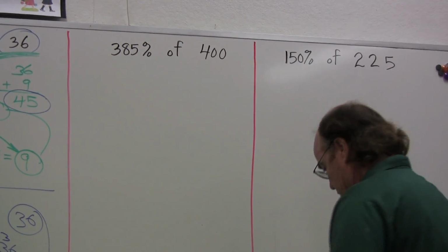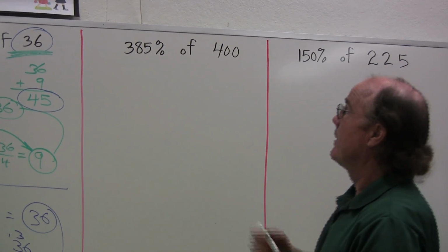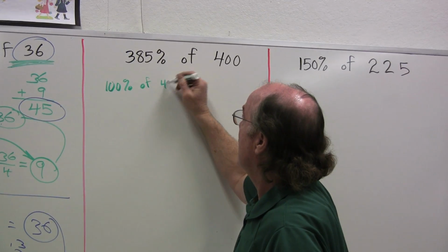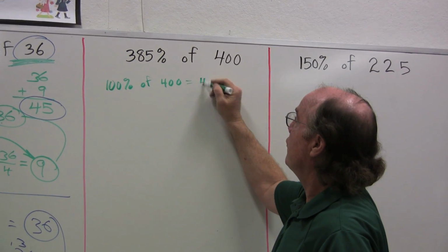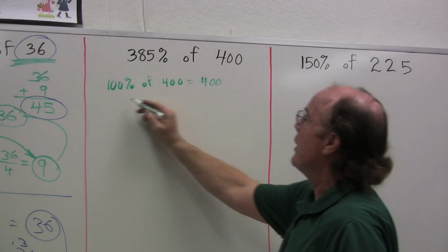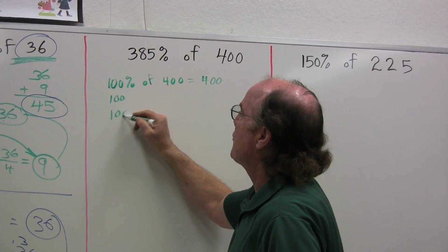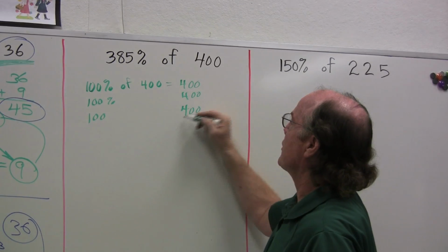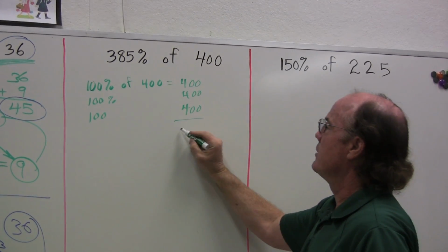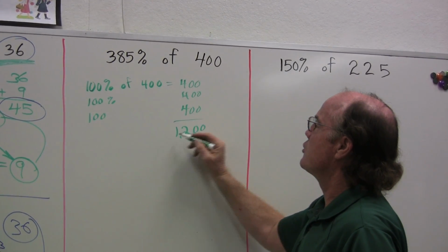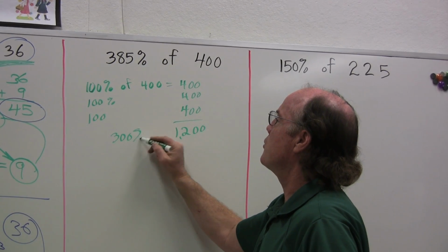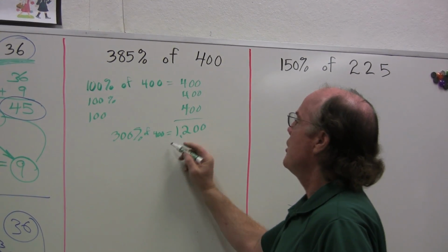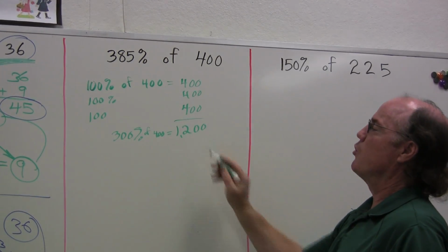Now, 385% of 400. Goodness gracious. Okay? Now, what is 100% of 400? Well, that's 400. And then we're going to have 300%, so it's 3 400s. Now, what's 400, 400, 400? 1,200. So 300% of 400 is basically just 3 times 400, which is 1,200.